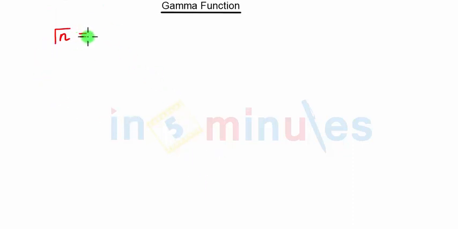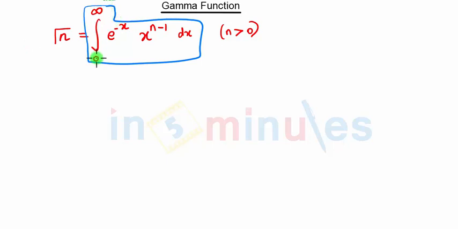The equation of gamma of n is nothing but the integration from 0 to infinity of e raised to minus x, x raised to n minus 1, dx, where n is greater than 0. So if we have any equation where integration is from 0 to infinity, with an e raised to minus x term and an x raised to n minus 1 term, into dx, then this equation is nothing but gamma of n. We can solve this equation.